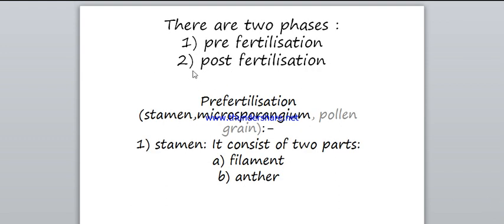There are two phases which generally occur, that is pre-fertilization and post-fertilization. In pre-fertilization, three steps are there: stamen, microsporangium, and pollen grain. So first we will start with the stamen. It consists of two parts, filament and anther.